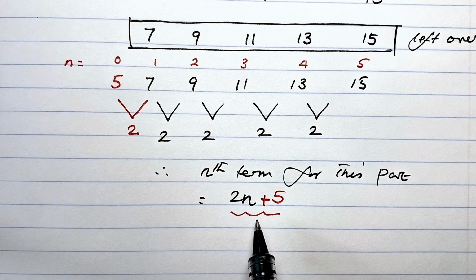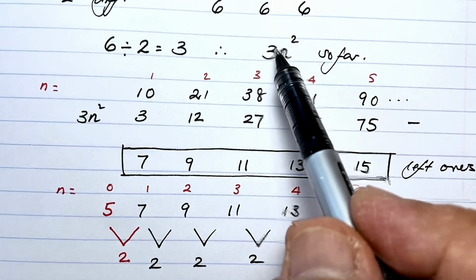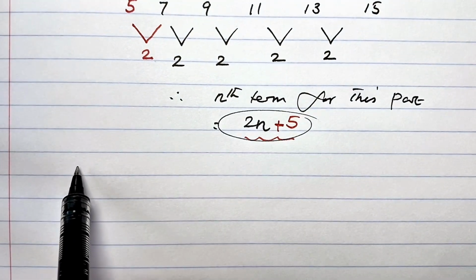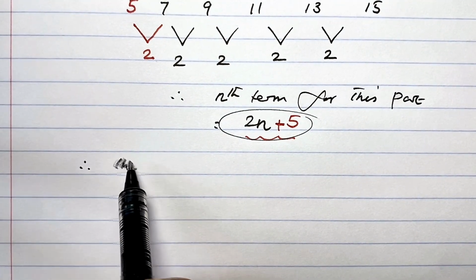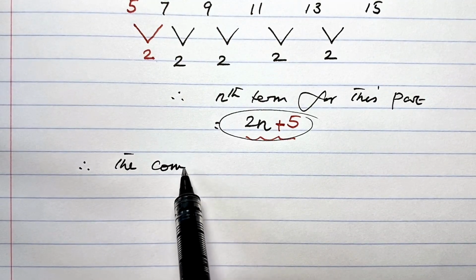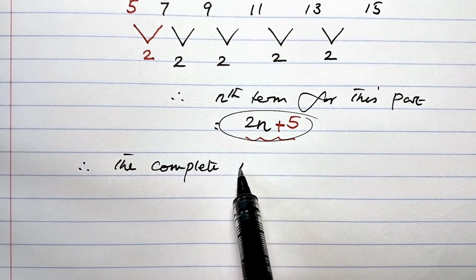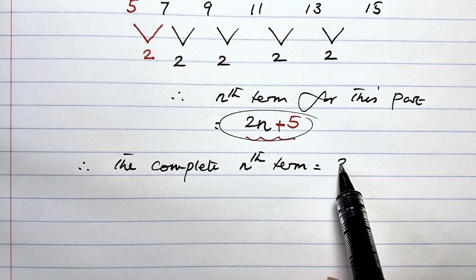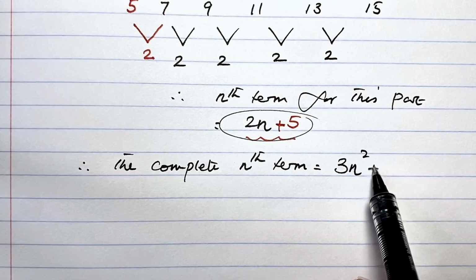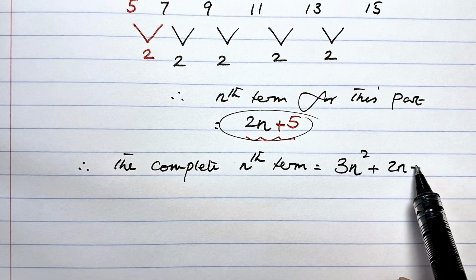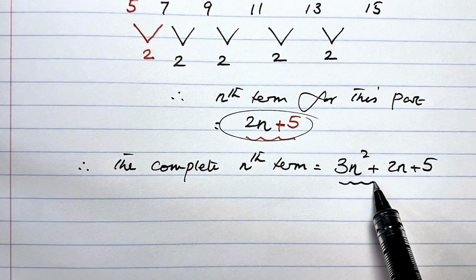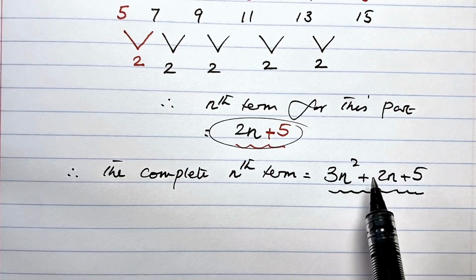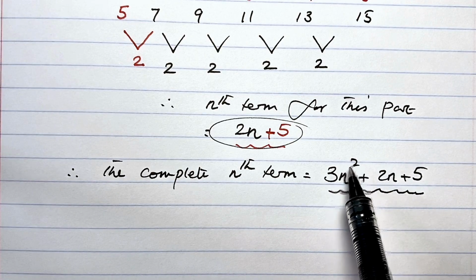Therefore, the complete nth term would be the nth term from here added to the nth term here. Therefore, the complete nth term equals 3n squared from the first part plus 2n plus 5. So as you can see, it's a quadratic nth term, where the highest power of n is 2.